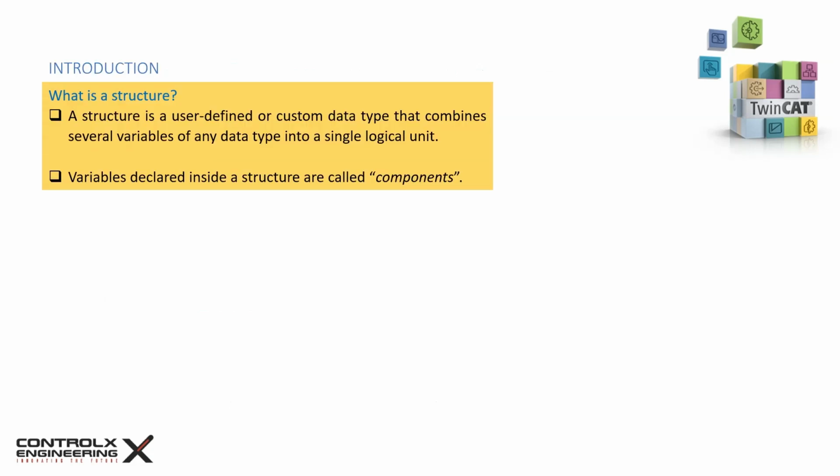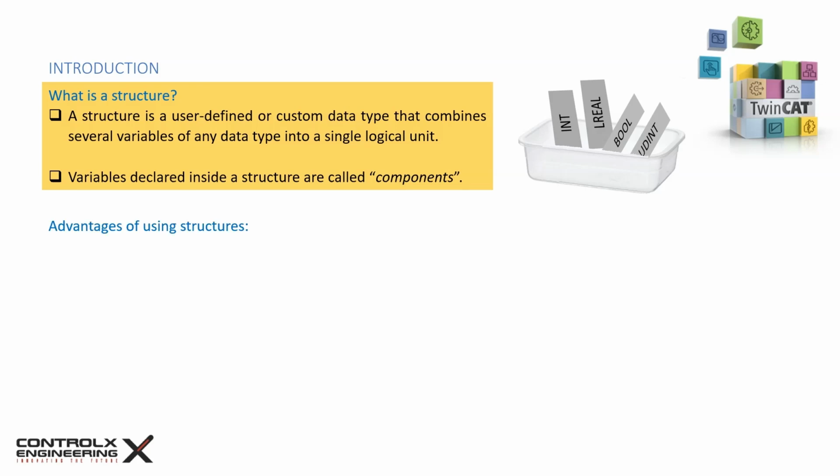Let's begin with structures. A structure is a user-defined or custom data type that combines several variables of any data type into a single logical unit. The variables declared within a structure are referred to as components. You can think of a structure as a container to organize our group of variables that in some way go together. Structures allow us to create modular chunks of organized data that can be repeatedly used in the PLC program.